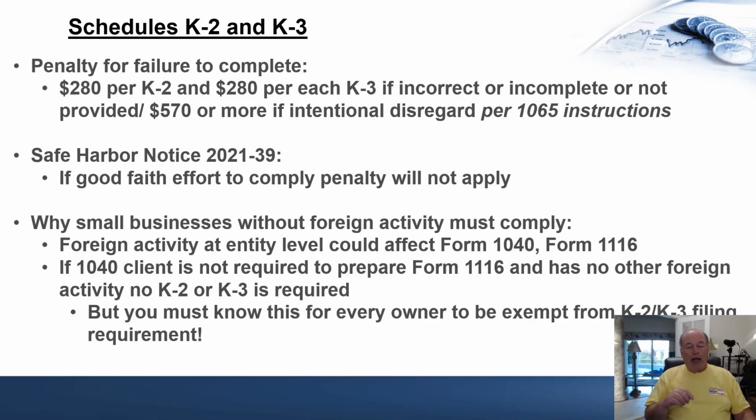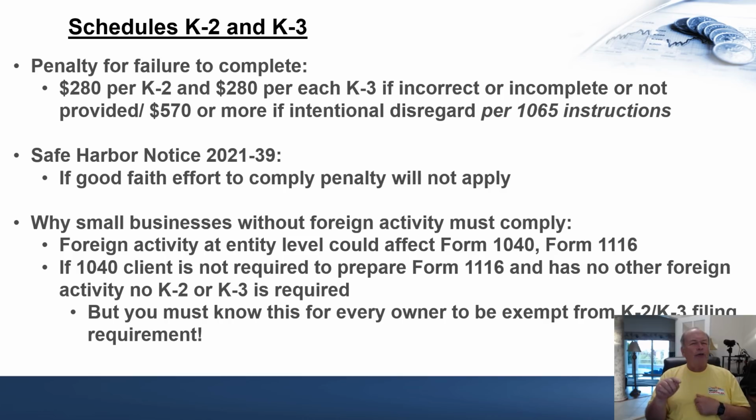Now I ask you, how are you supposed to determine this? How am I supposed to know that every partner in a partnership, that I don't do their return, has foreign activity? Well, the presumption is they do, meaning you got to fill out the Schedule K2 and K3. The presumption is, without knowledge that the shareholder or partner has no foreign activity, without my preparer knowledge at the entity level that the individual partners or shareholders are exempt from filling out the 1116, without that knowledge, I got to fill out the K2 and K3.